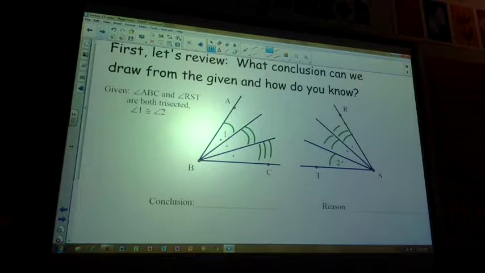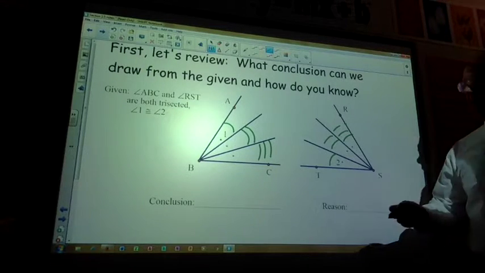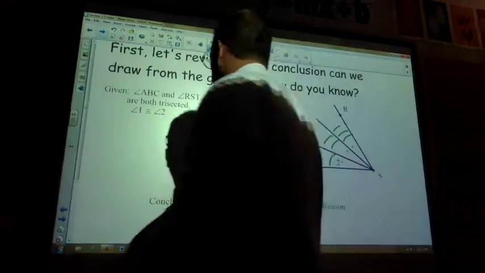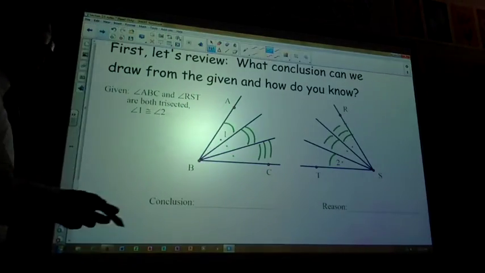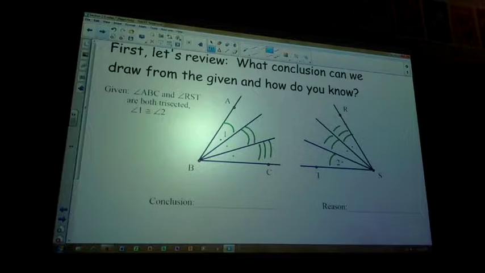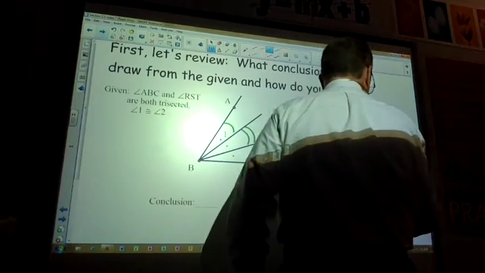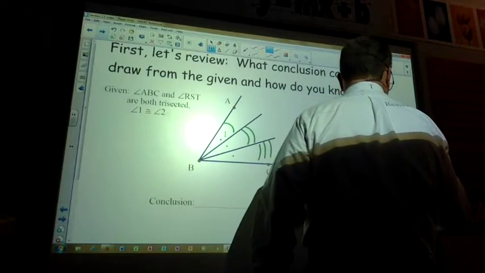So, conclusion, angle 1 is congruent to angle 2. You could go through and say that any of the angles are congruent, because we are trisecting an angle. Definition of trisector. Definition of trisecting.